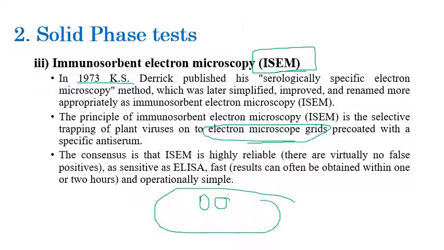So this is a highly reliable, very fast and sensitive method for the detection of viruses. It is also one of the most sensitive techniques, like ELISA, for the detection of plant virus.